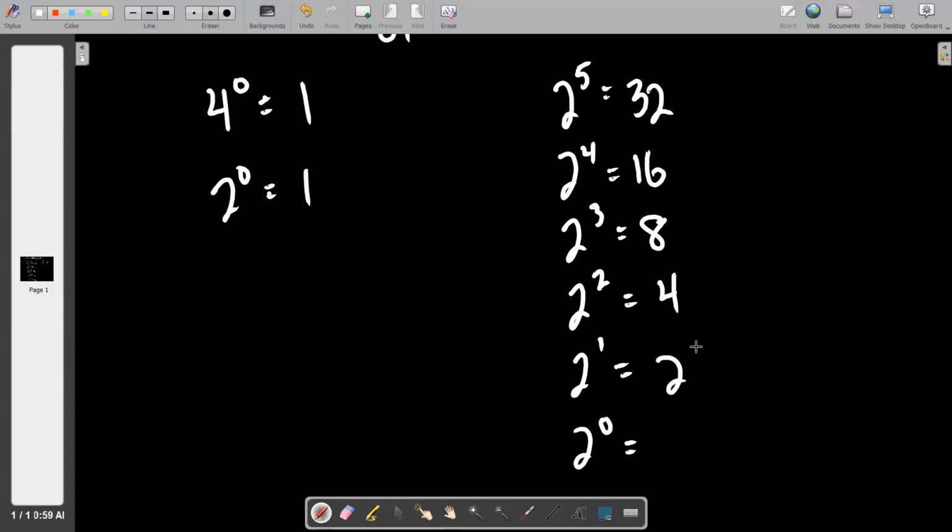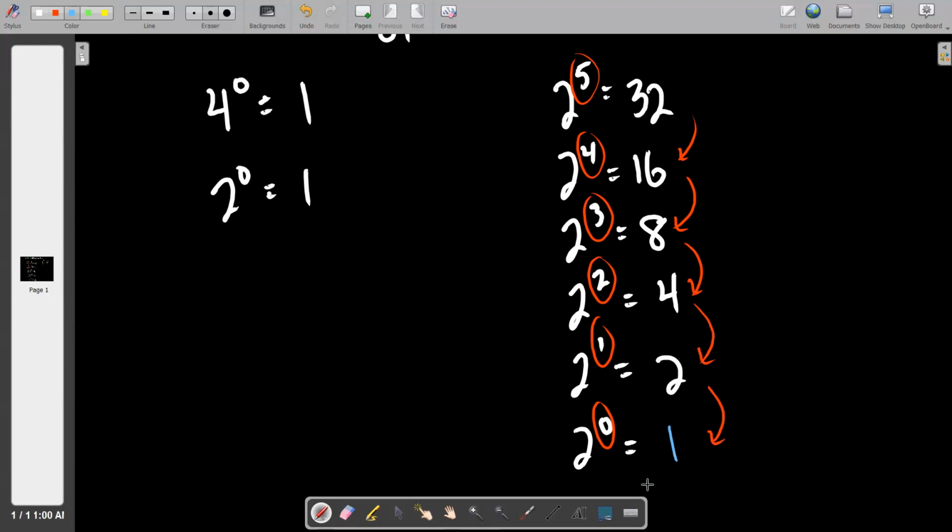Now, it's undeniable in this case why the next answer has to be 1. Take a look at the pattern that's emerging in the exponents. So we go 5 minus 1, minus 1, minus 1, minus 1. If that pattern holds true, so too should the pattern in the outputs. Divide by 2, divide by 2, divide by 2, divide by 2, divide by 2. 2 divided by 2 is 1.